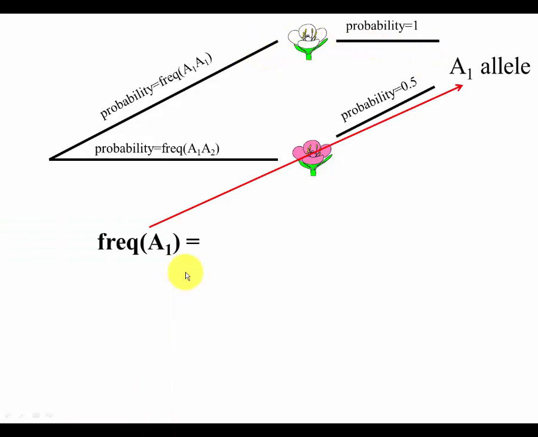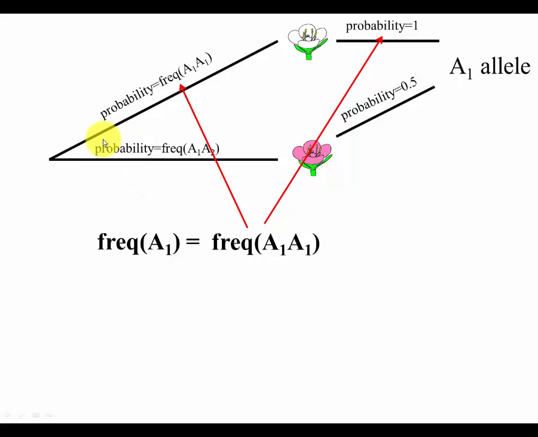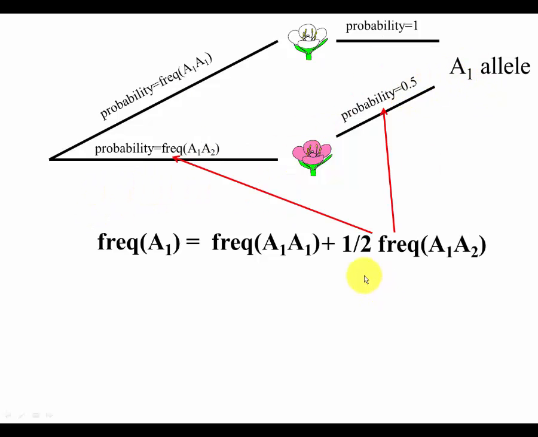Well, it's the probability that you pull an A1 allele out of the population times 1. Okay, both these events have to happen in order for you to go down this particular path, and so you have to multiply this frequency by 1. What's the probability that you walk down this path and get to the A1 allele? It's the frequency of the A1, A2 genotype times 0.5. And because you can get to the A1 allele by doing this or this, you add those two terms together.